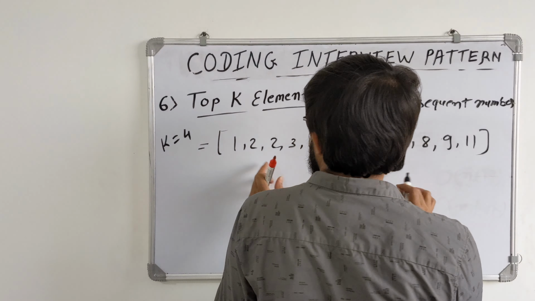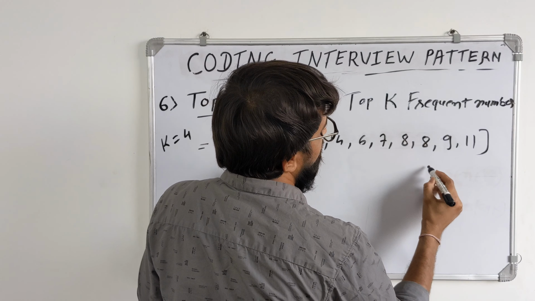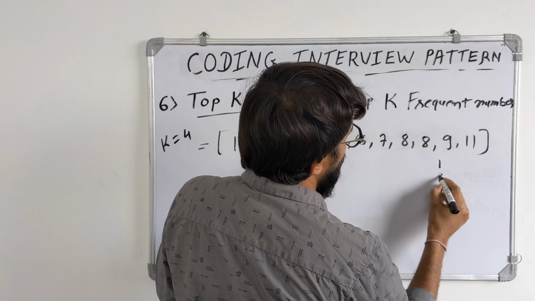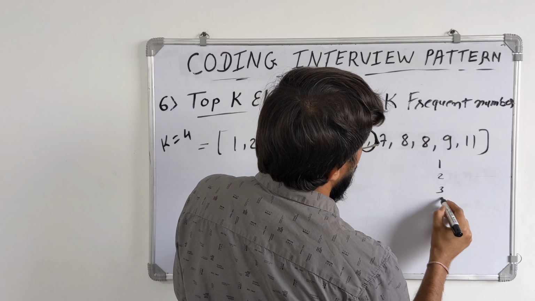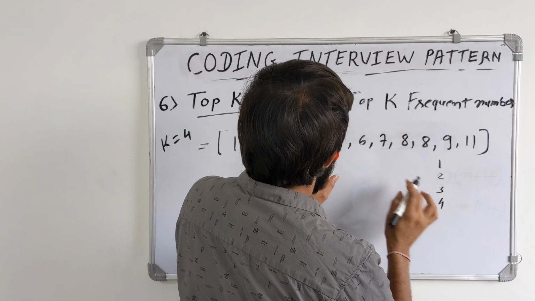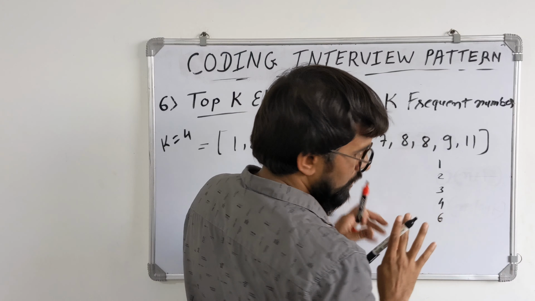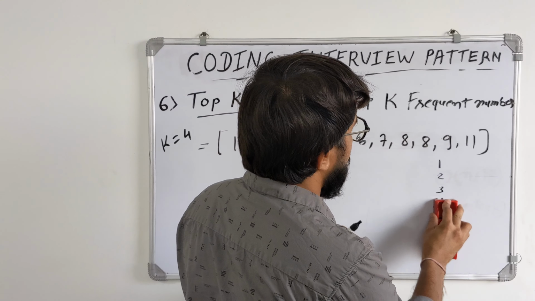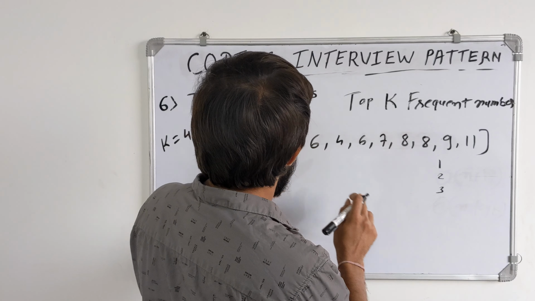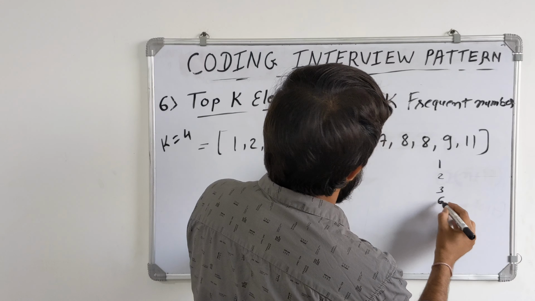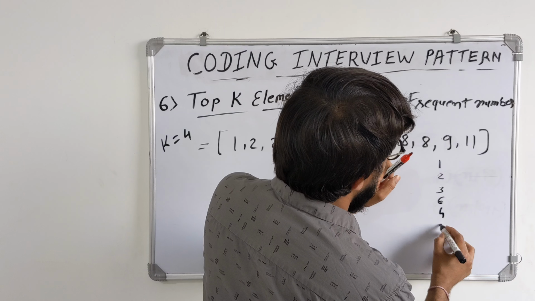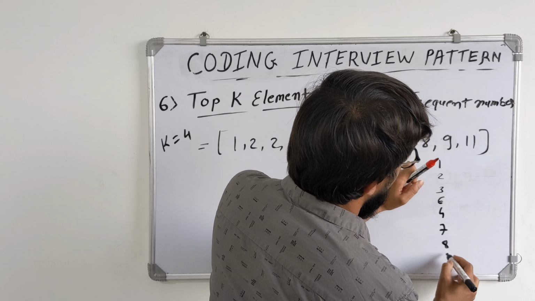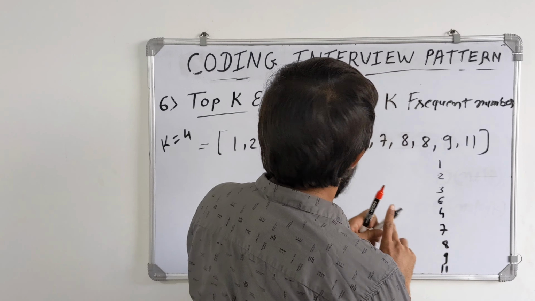So let's prepare here. Let's find the unique numbers. We have 1, then 2, 3, 4. I'm just putting them in sequence, it doesn't matter. 6. So don't confuse it, it's not sorted. So let me take that as per sequence. Okay. So 1, 2, 3. Then I have the 6. Then I have 4. Then I have 7. Then I have 8, 9, and 11.